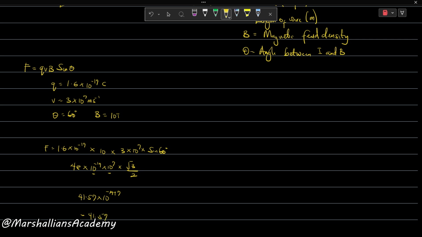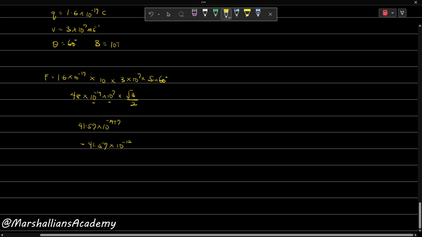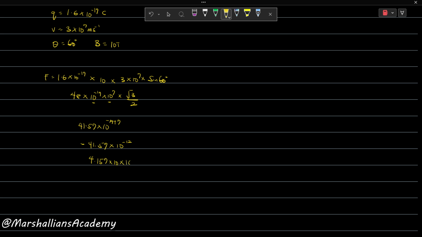41.57 times 10 raised to power negative 12. I can still put this in standard form. This is the same thing as saying 4.157 times 10 times 10 raised to power minus 12. I just converted this into basic standard form, moving the decimal point one place forward.